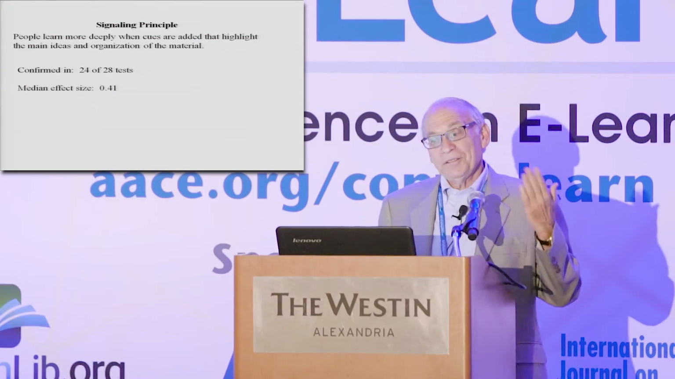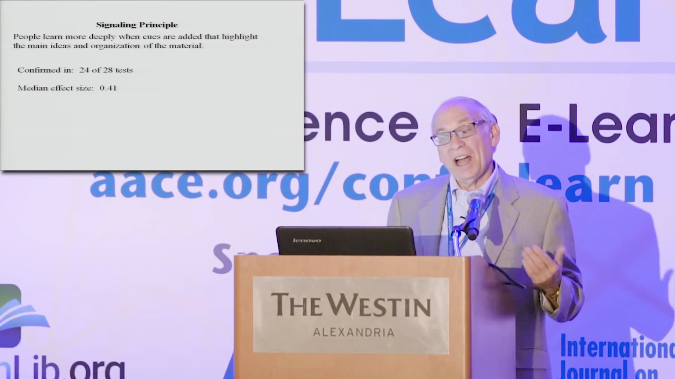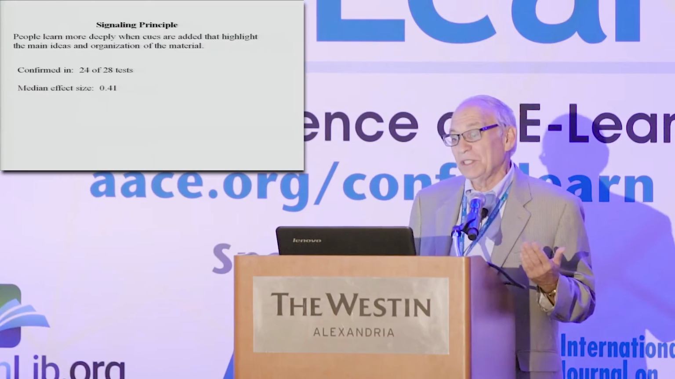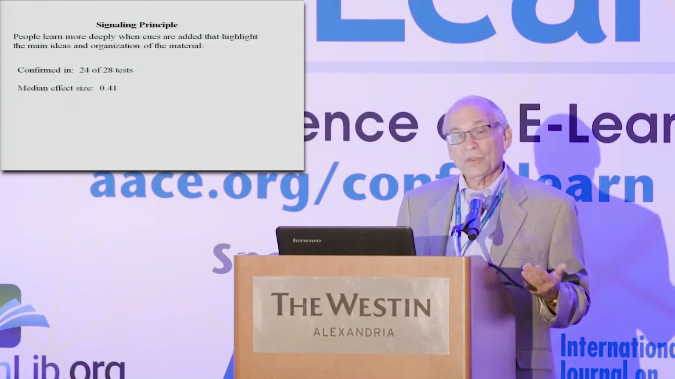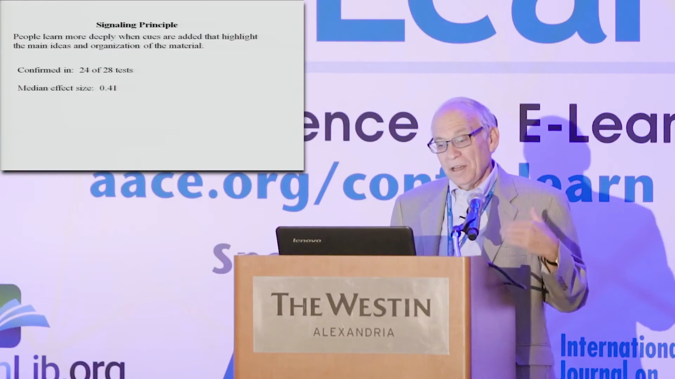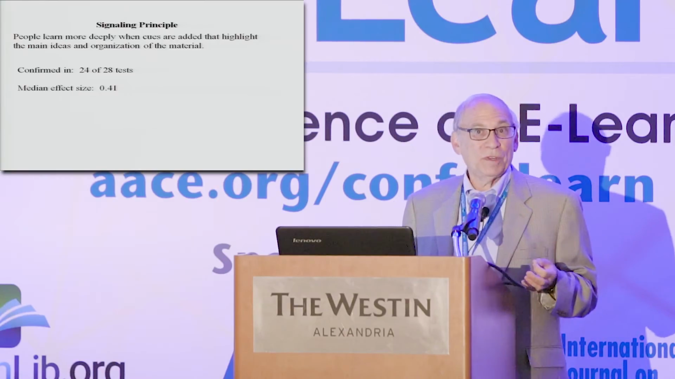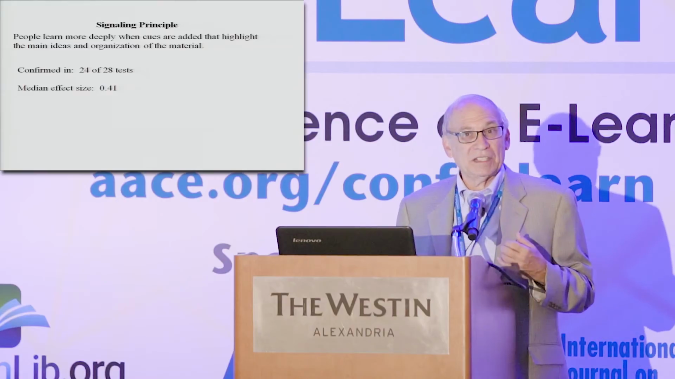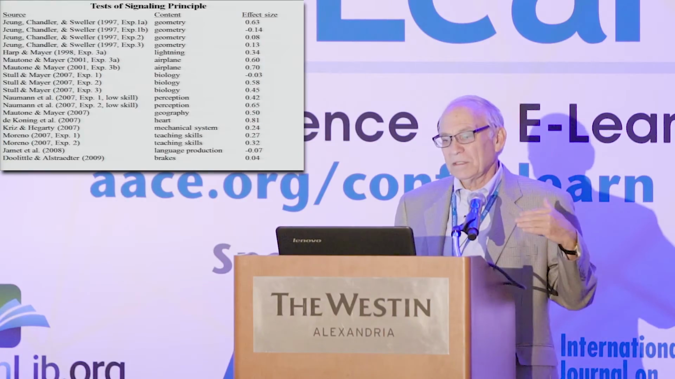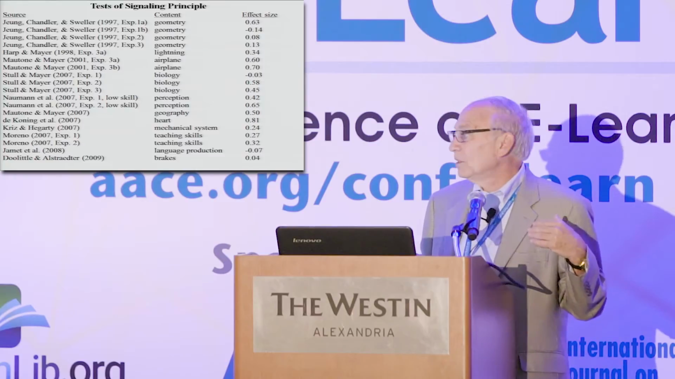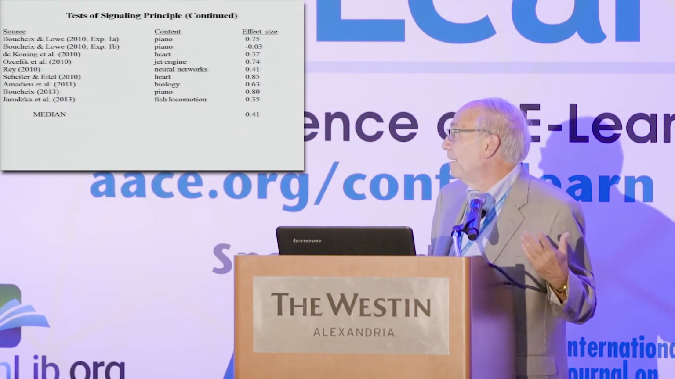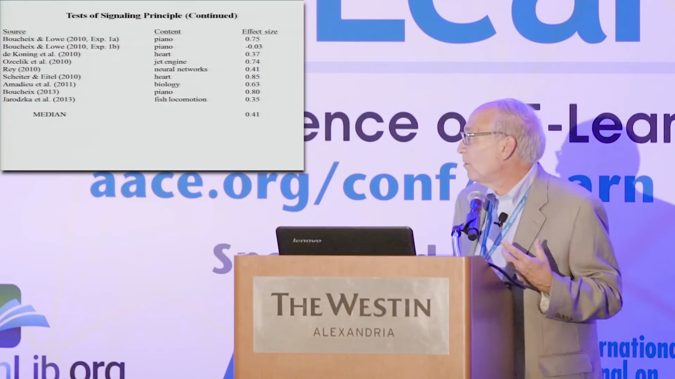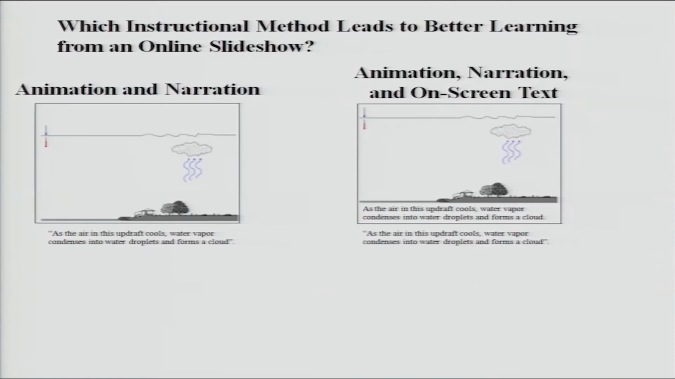People learn better or more deeply when cues are added that highlight the main ideas and organization of the material. In 24 out of 28 experimental tests, we have a median effect size of 0.4, which is an acceptable effect size. This is in studies involving all different kinds of materials, yielding a median here of 0.41. So now we have two techniques. Try to keep things simple, but if we can't do that, at least highlight the important material that's in the text so people will focus on that.